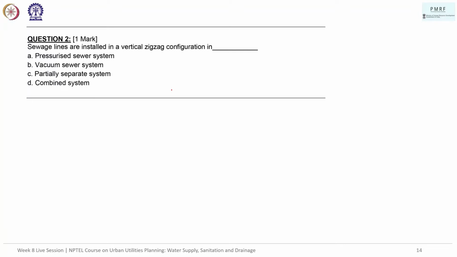Sewage lines are installed in a vertical zigzag configuration in: A. Pressurized sewer system, B. Vacuum sewer system, C. Partially separate sewer system, and D. Combined system. Any answers?